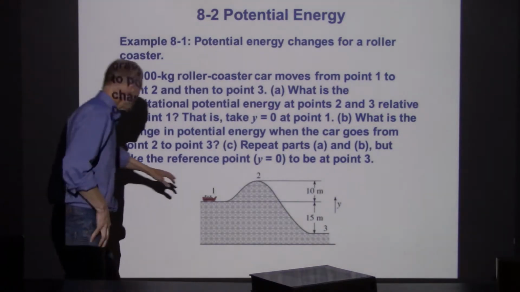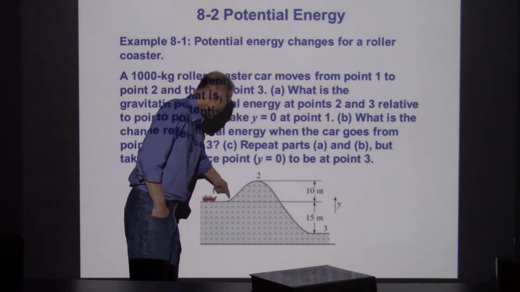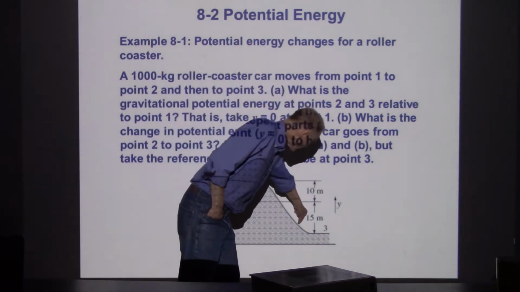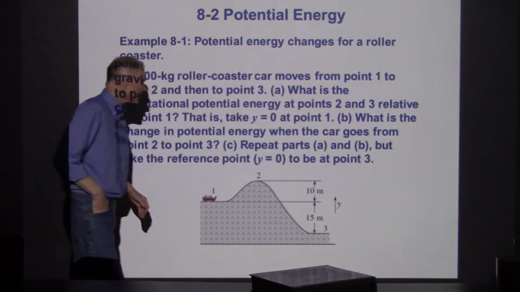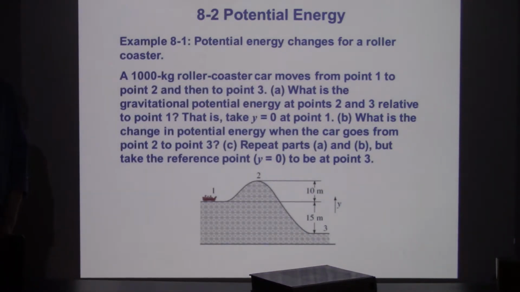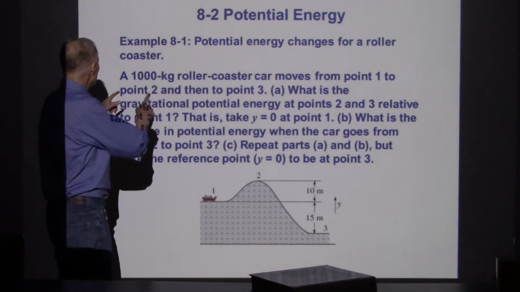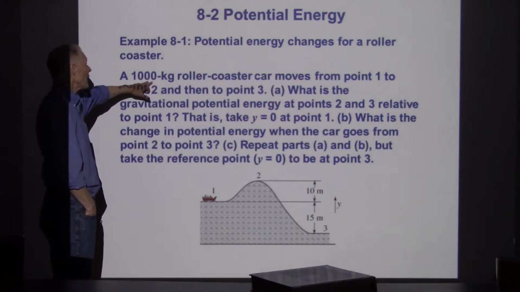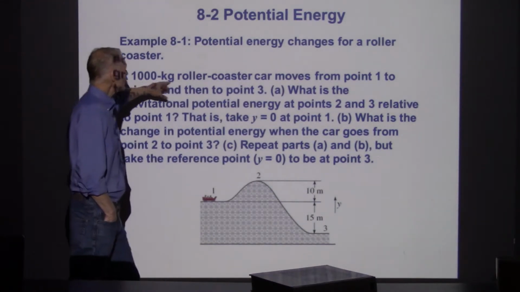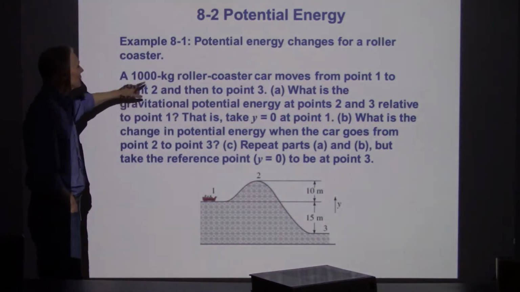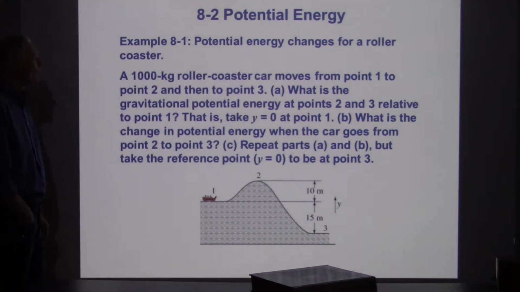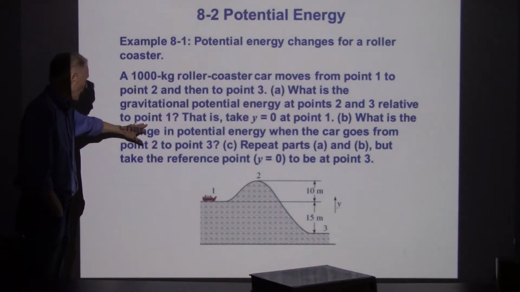So we've got location 1, and then the roller coaster car makes its way up to the top at point 2, and then it drops a long way down to elevation 3. Each of those elevations has a different amount of potential energy. Let's put some numbers in and see what happens. It's a 1,000-kilogram roller coaster. That's a pretty large amount of mass. So a 1,000-kilogram roller coaster moves from point 1 to point 2 to point 3. What's the gravitational potential energy at point 2 and 3 relative to point 1?